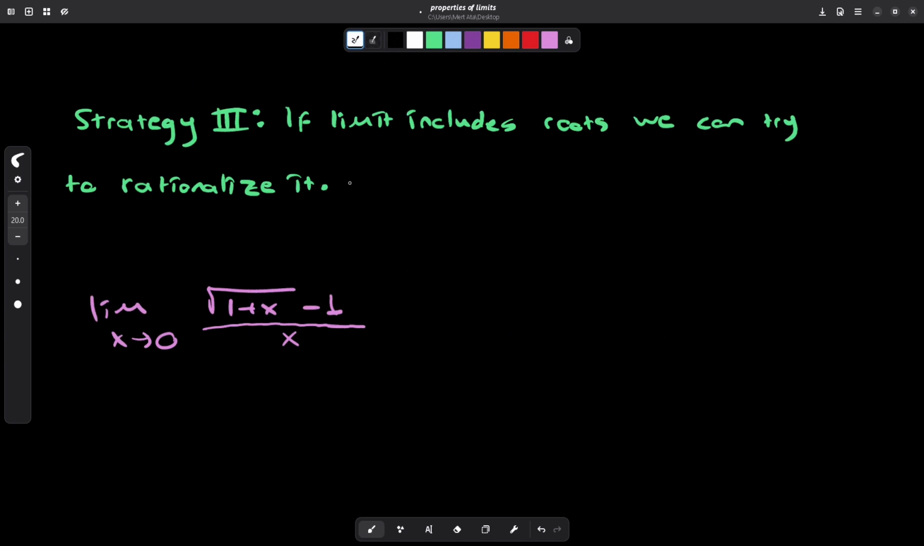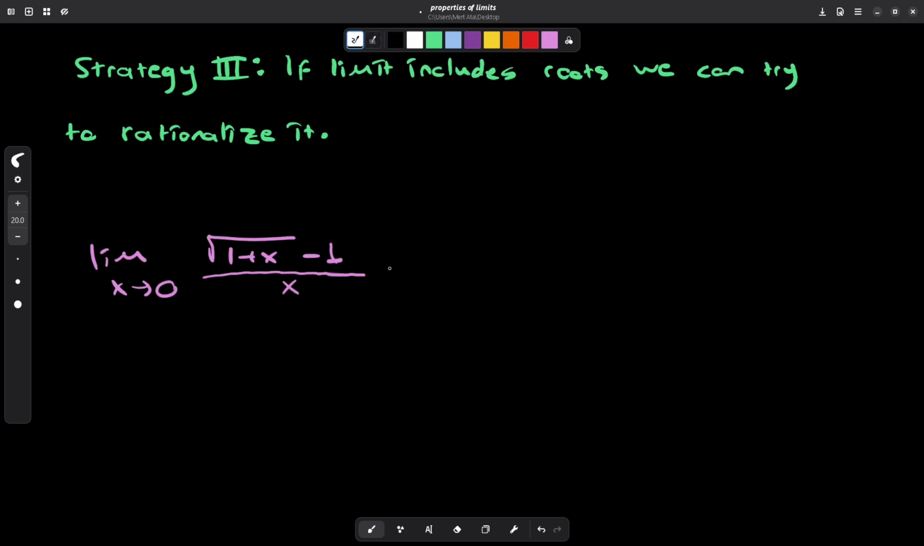Our last strategy: if the limit we are working with includes roots, we can try to rationalize that root. For example, limit of root 1 plus x minus 1 over x as x approaches 0. If you try to plug in 0, 0 over 0 form again, so this limit includes roots. Then we have to rationalize it. How do we rationalize this? By multiplying it with the reverse sign of it. But I have to multiply the denominator as well, so I don't change the fraction.